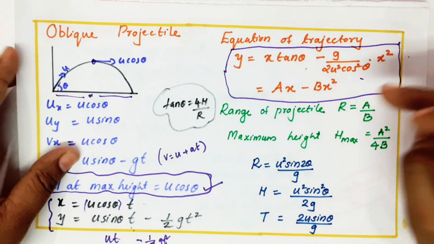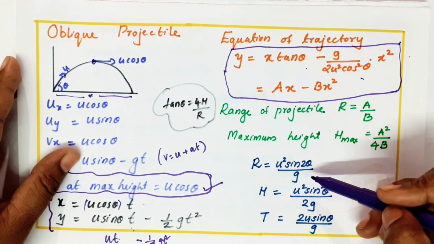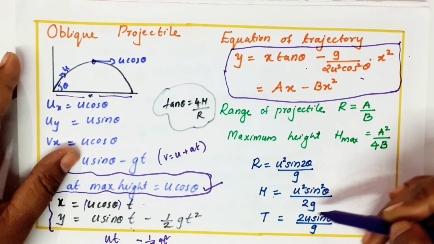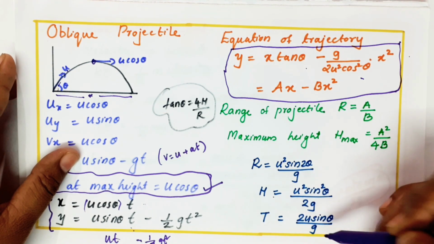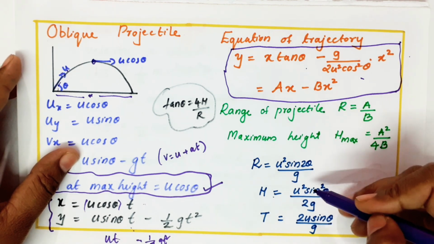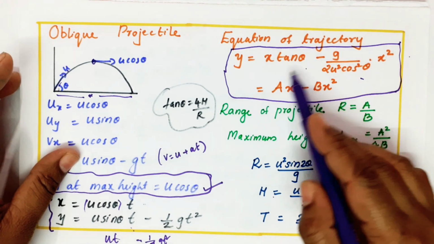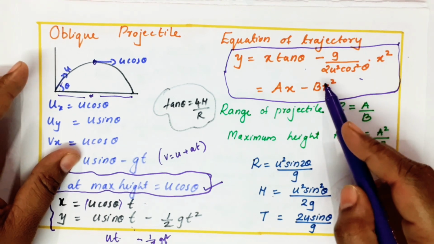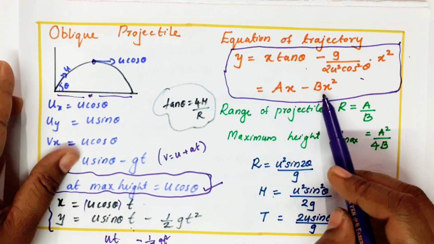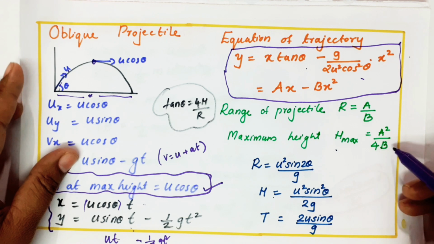Here also you can use some shortcut formulas. The range, height, time of flight: range is u square sine 2 theta by g, height is u square sine square theta by 2g, and time is 2u sine theta by g. Sometimes they won't give all the data. Sometimes they'll give it in this form of equation. In those cases, range can be easily calculated as a by b, that means coefficient of x divided by coefficient of x square. Height can be found by a square by 4b.